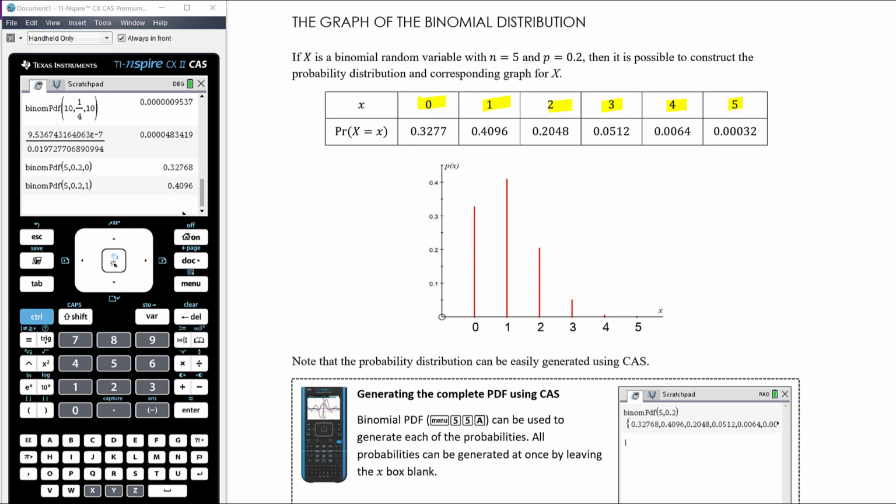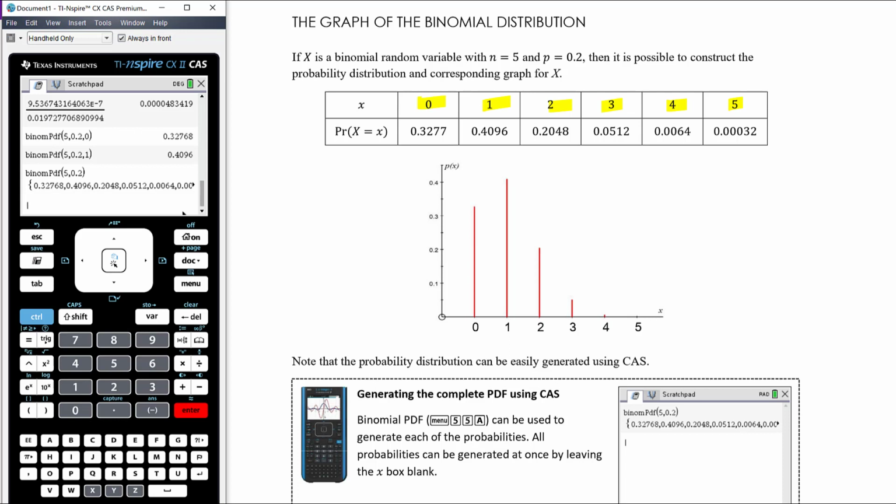Okay. The other thing you can do with your CAS is you can actually generate all of those numbers at the same time. If you do menu 55A, so binomial PDF, and you put in n and p, but you leave the x value blank, it says optional, it will then give you all the probabilities listed as a set. So the first number there is the probability that x equals 0, second number is x equals 1, third number is x equals 2, x equals 3, etc.